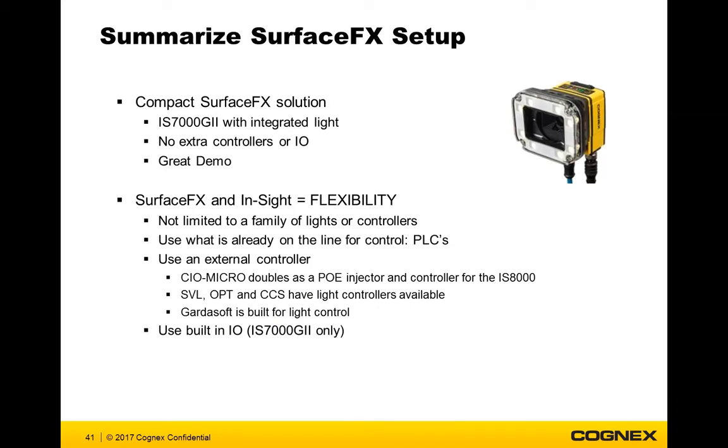In terms of controlling, again, what do you need the control for? You need to trigger and you need to have that light on at the same time so you get those 4 images, right? So you can use what's already on the line. There's a PLC on the line. Use the PLC to trigger the light and trigger the camera. Insight would be a slave at this point, right?